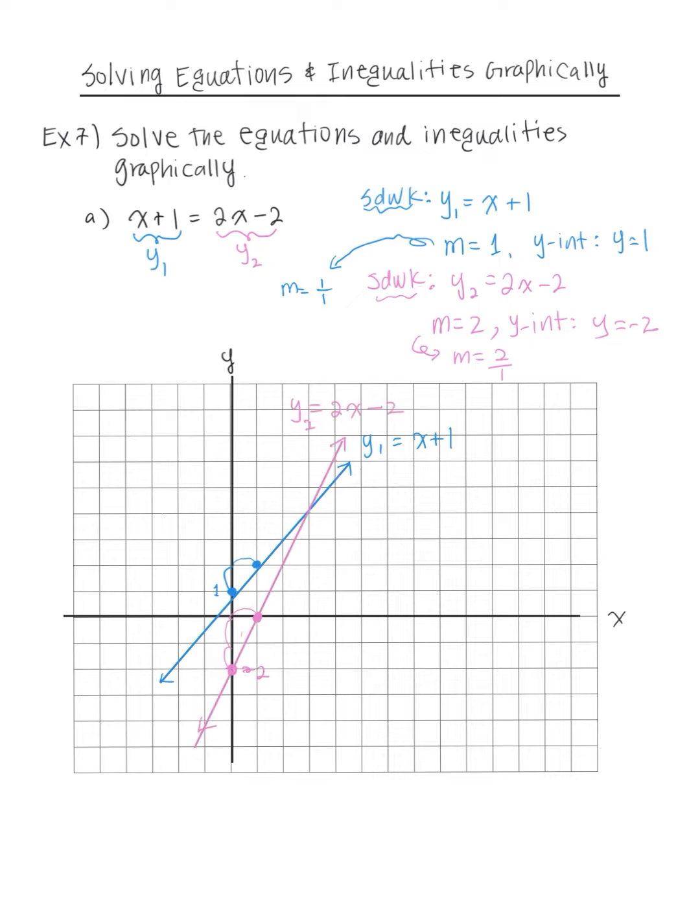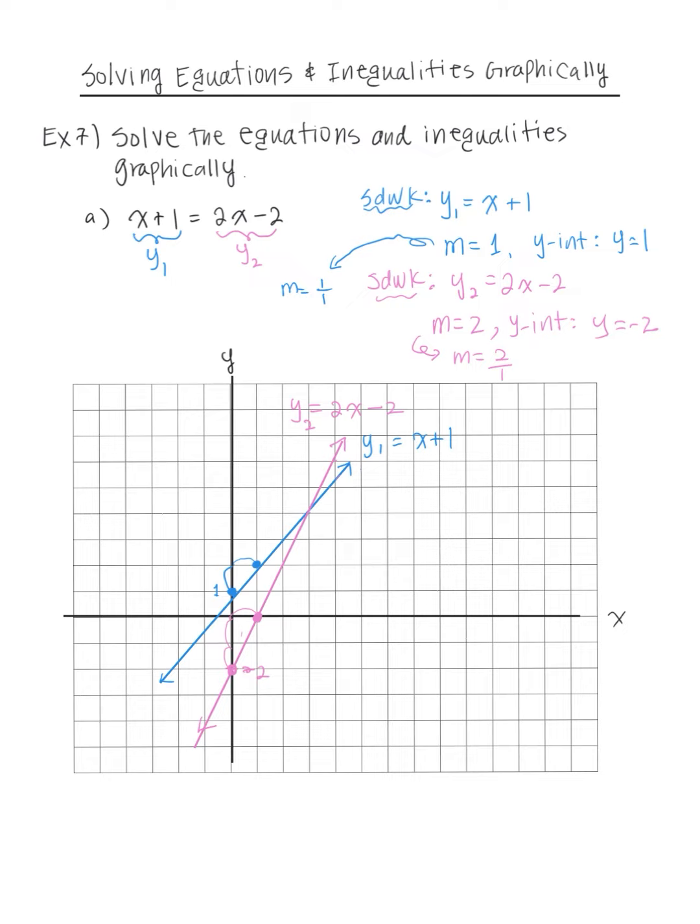Okay, now let's answer the question. The question says solve the equation graphically. So here we have y1 equals y2. That's the equation that we want to solve, right? Graphically. So here's our y1, but this better equal y2. So what do you think we're looking for? Yes. Where y1 equals y2 is where the 2 lines intersect.